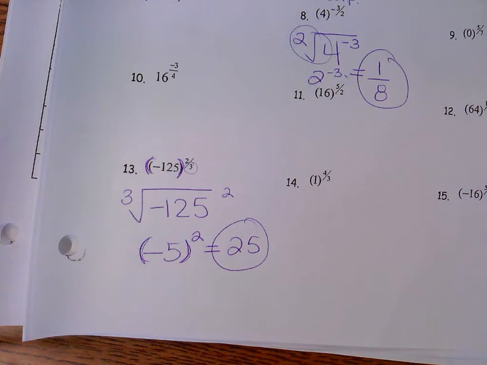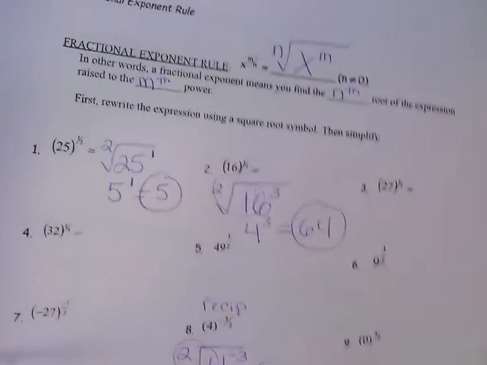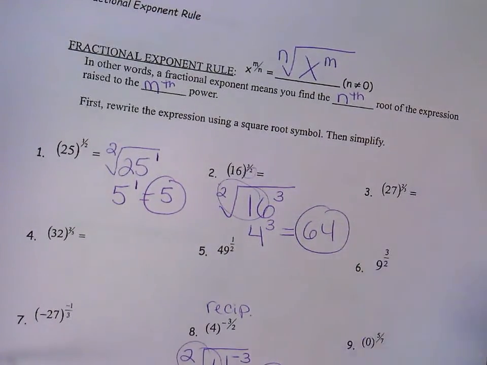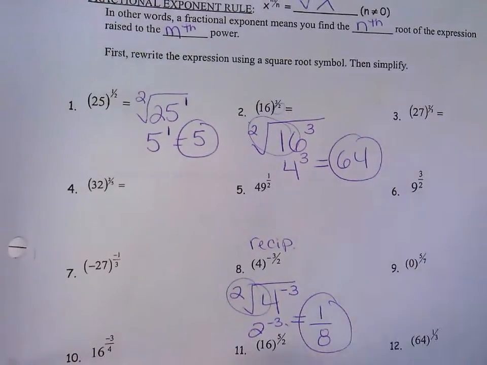So I'd like you to go through the other 12 problems or so and always write them out using your radical. Don't try to shortcut it. And then see if you can simplify each of them to just a single number.